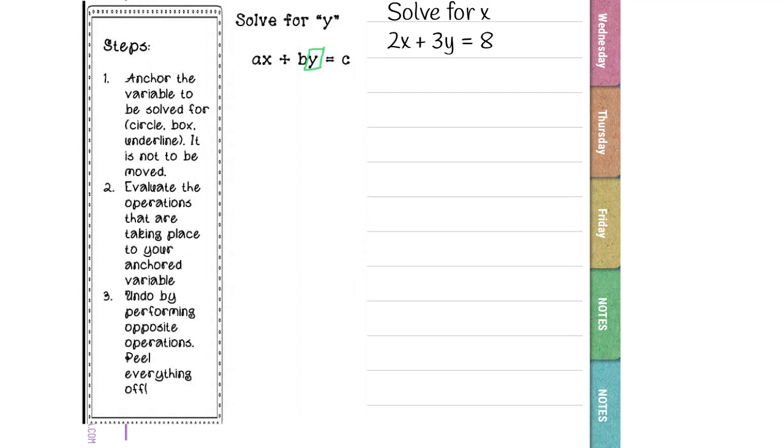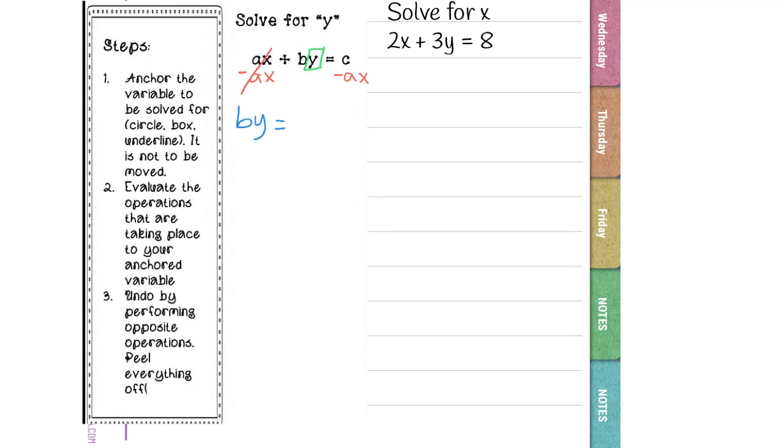All right, so that is a positive ax. How do I undo a positive ax? By doing the opposite, which is a negative ax. Do it on both sides. Ax minus ax reduces to 0 because anything minus itself is 0. So I'm going to go ahead and rewrite it.